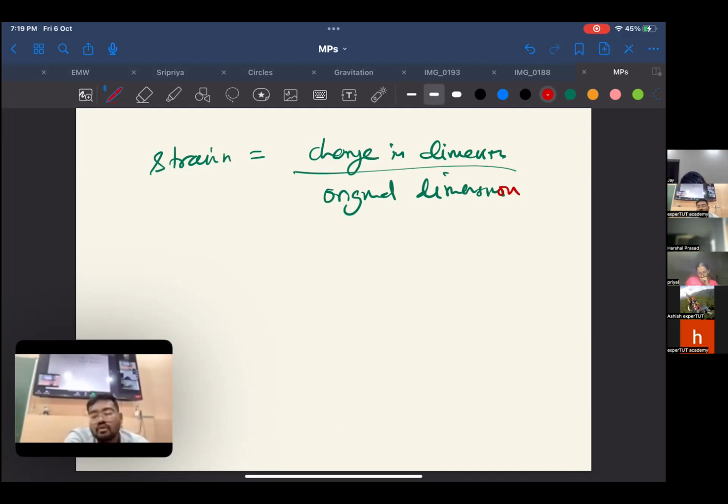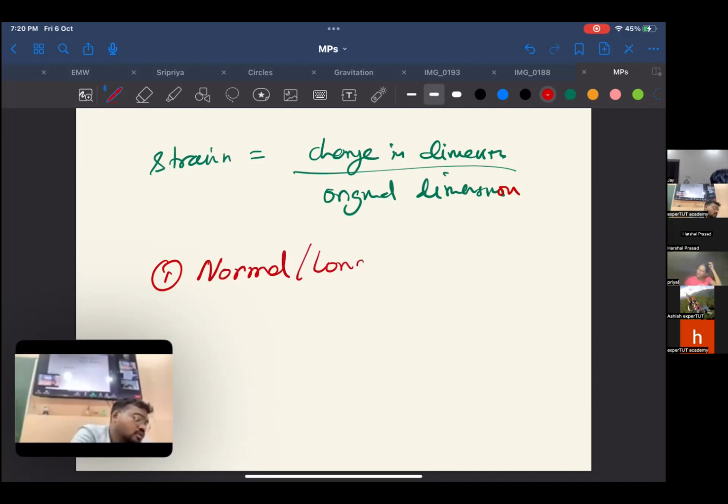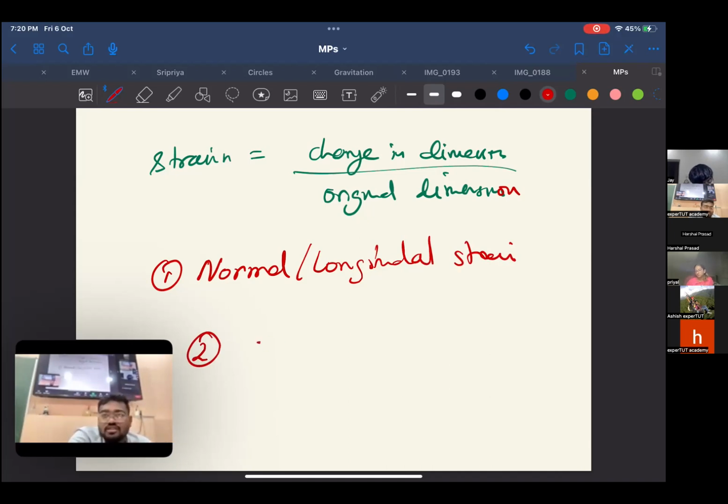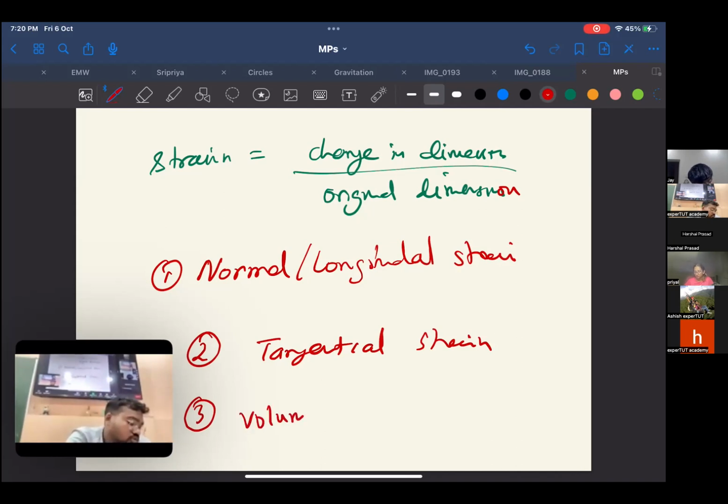So we have three kind of stress है, तो three kind of strain भी है. क्या क्या strain होंगे? नहीं, जाके stress के type देखो क्या क्या थे. पहला था normal longitudinal stress, तो वैसे ही normal longitudinal strain हो जाएगा. सेकेंड क्या था? टेंजेंशियल स्ट्रेस था, तो इसको टेंजेंशियल स्ट्रेन हो जाएगा. और थर्ड था हाइड्रोलिक स्ट्रेस, तो उसको वॉल्यूमेट्रिक स्ट्रेन बोलते हैं, हाइड्रोलिक स्ट्रेन नहीं बोलते हैं.